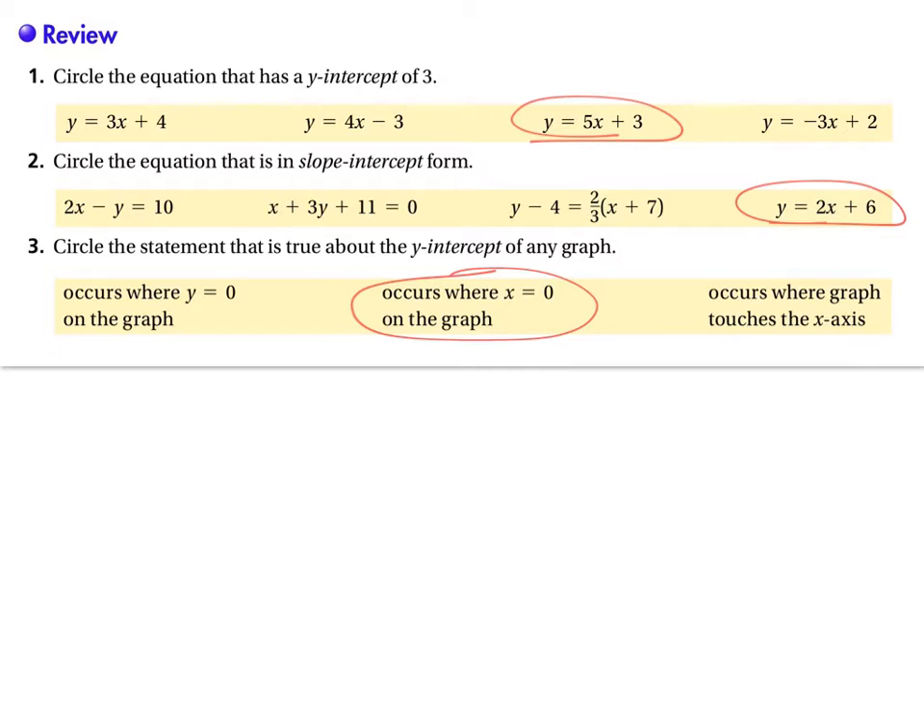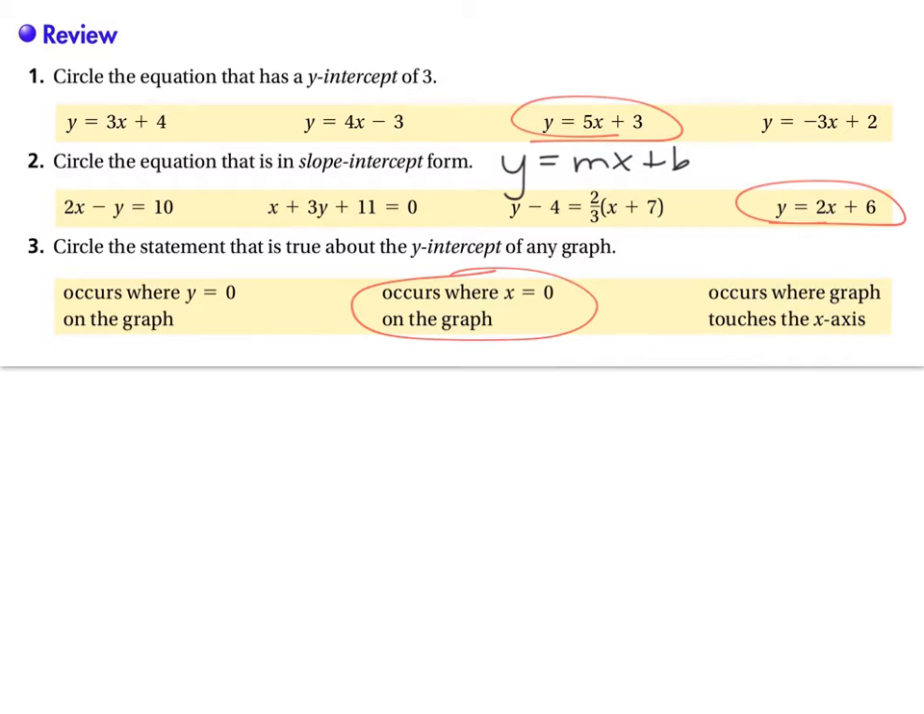Slope-intercept form. Remember, you're looking for a form that's y equals mx plus b. Well, this is not in that form. This is not in that form. Y is not alone. This is not in this form. This is actually in the form we're going to talk about today. This is the only one that is in the correct form.